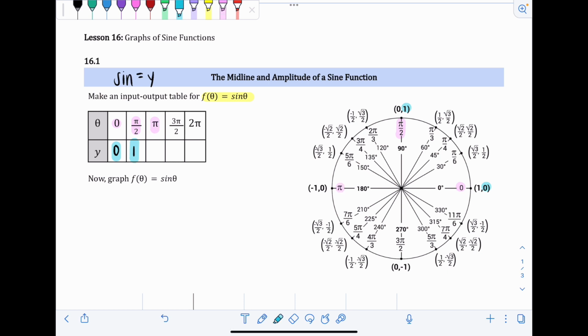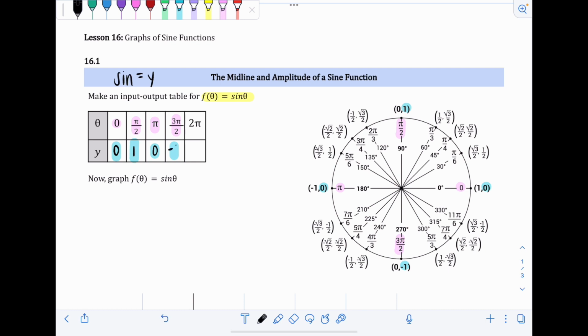And then the next angle is pi, which is right here. And then again, looking for the y-coordinate only, since it's sine. The y-coordinate is 0, so we'll put a 0 right here. Next angle is 3 pi over 2, which is down here, and then we're looking for the y-coordinate, which is -1 right there.